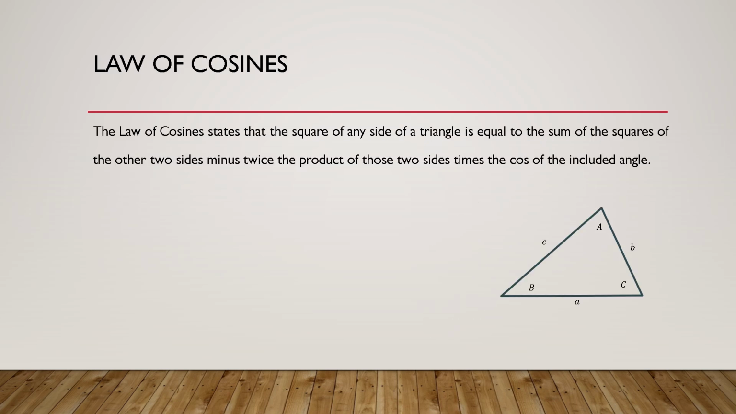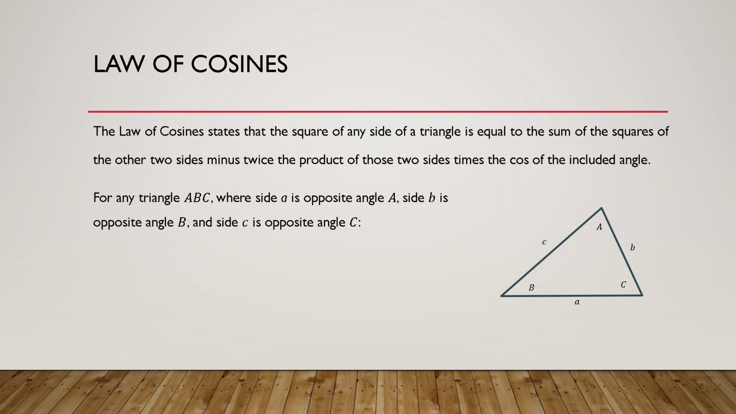The law of cosines states that the square of any side of a triangle is equal to the sum of the squares of the other two sides, minus twice the product of those two sides times cosine of the included angle. For any triangle ABC, where side a is opposite angle A, side b is opposite angle B, and side c is opposite angle C, the following three equalities can be made. a squared is equal to b squared plus c squared minus 2bc cosine A. b squared is equal to a squared plus c squared minus 2ac cosine B. And c squared is equal to a squared plus b squared minus 2ab cosine C.